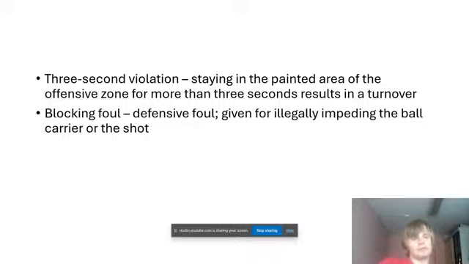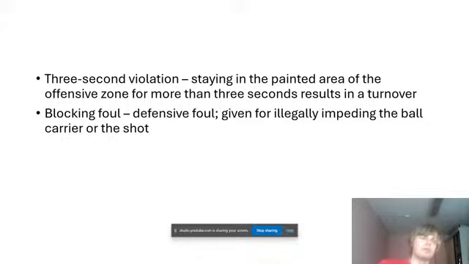Moving forward, there's a 3-second violation. Staying in the painted area of the offensive zone for more than 3 seconds results in a turnover. That's usually how it goes in FIBA. If your team is attacking and you're staying in the opponent's painted area for more than 3 seconds, the ball goes to them.